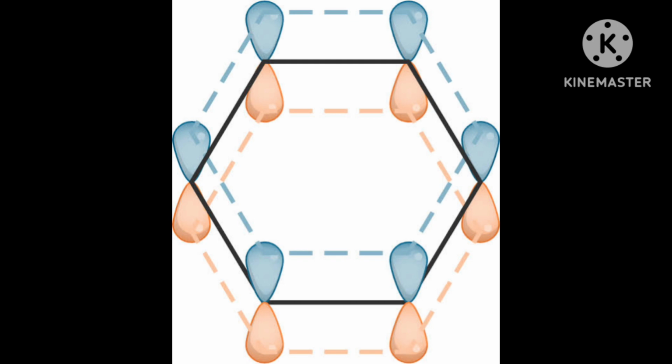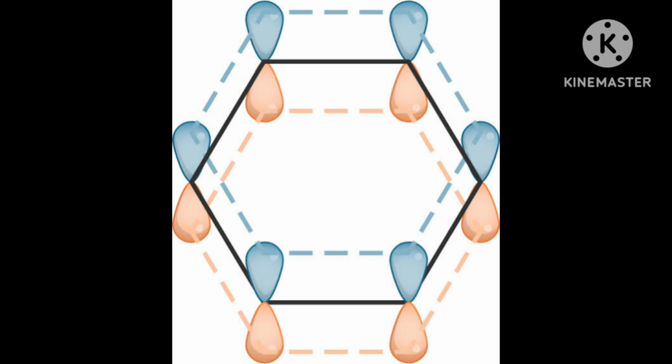Now the remaining sp2 hybrid orbitals of each carbon: 2 you have used in making the 6 C-C sigma bonds. There are 3 sp2 hybrid orbitals on each carbon; 2 you have used, then the third one is remaining, and that sp2 orbital will overlap with the s orbital of hydrogen.